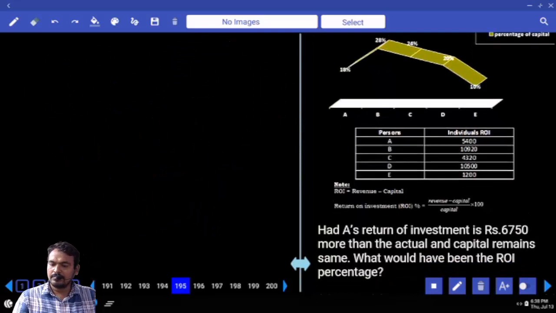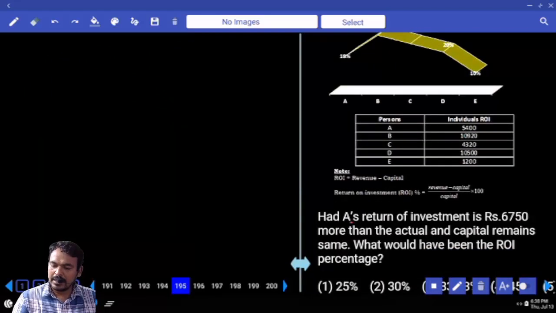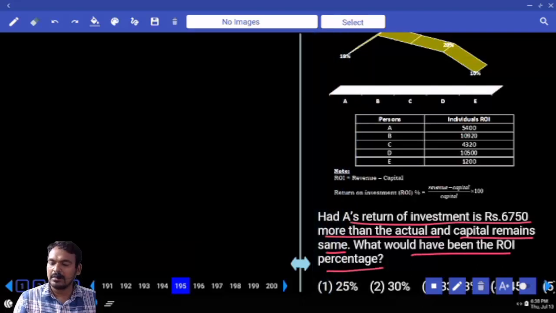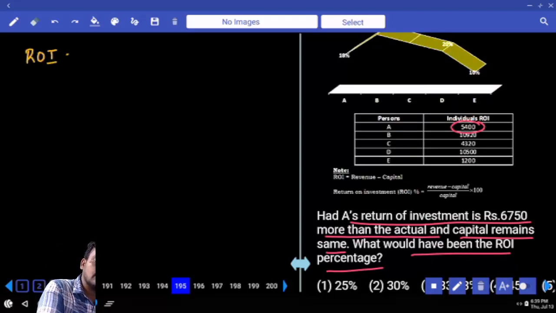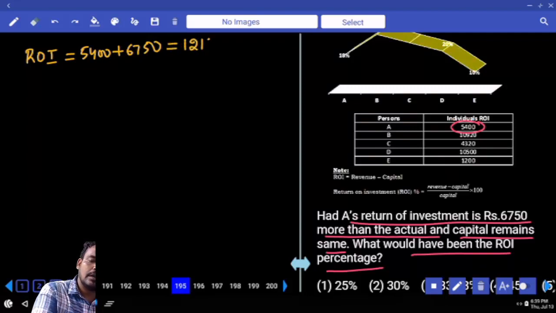What is the question here? A's return on investment is 6750 more than the actual and capitals remain the same. What would have been the ROI percentage? A's return on investment is 6750 more. What is the return amount of A actually? 5,400. Means compared to that one, how many rupees are more? 6750 more means return 5,400 plus 6750. Total it is 12,150.